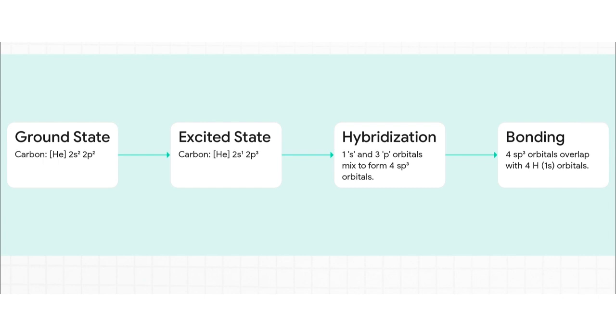Then, this 1s and 3p orbitals mix together to form 4 brand new, identical sp3 hybrid orbitals. These 4 orbitals point towards the corners of a tetrahedron, and they each overlap with the 1s orbital of a hydrogen atom to form 4 C-H sigma bonds. And that is why methane has a tetrahedral shape.